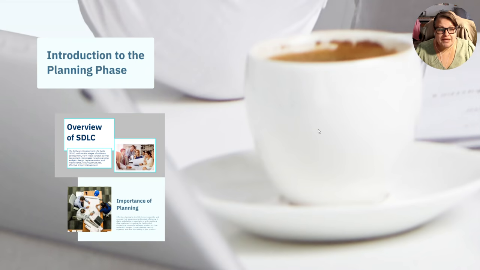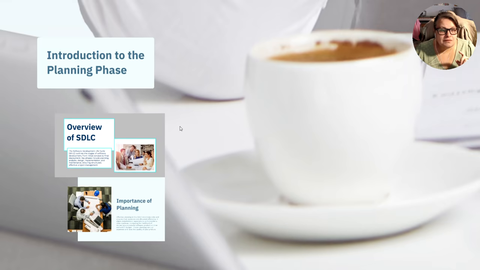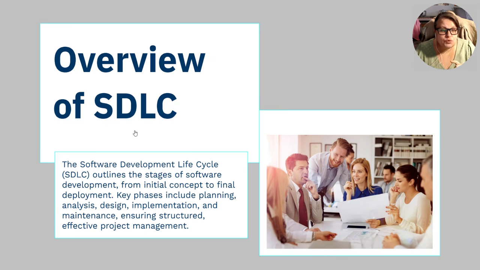So let's look at the SDLC real quick. That's in another video before this one in the playlist. And let's go ahead and review what it is. The software development lifecycle outlines the stages of software development from initial concept to final development. Key phases include planning, analysis, design, implementation, maintenance, ensuring structured and effective project management. We're in the planning phase today.